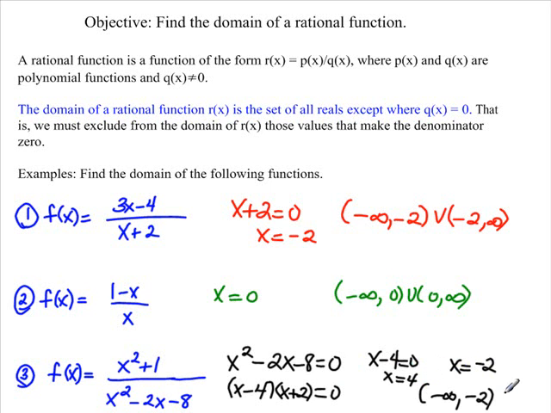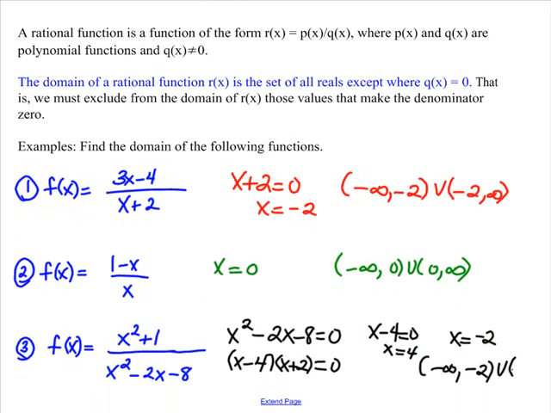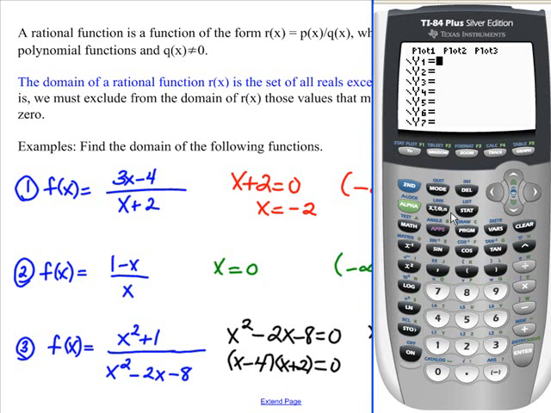So that would be written as negative infinity to negative 2 union negative 2 to 4 union 4 to infinity. So think about two holes in the number line. If you think about all real numbers, take out those two values. Everything else has to be in the domain. Okay? Now you can actually confirm this on the calculator, and let me show you that for just a moment.